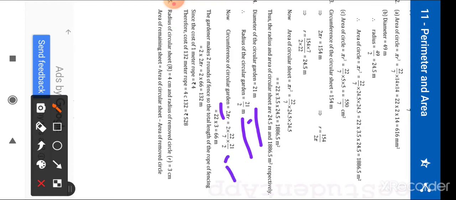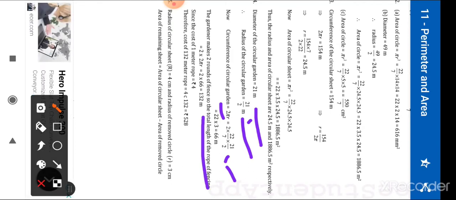The gardener makes 2 rounds of the fence, so the total length of the rope he purchased is equal to 2 multiplied by circumference of the circular garden. So he multiplies 2 by 66 and the answer is 132 meter. Now it is also mentioned in the question that the cost of 1 meter of rope is rupees 4. So therefore cost of 132 meter is 4 multiplied by 132 and it is 528 rupees. Now move to the next question, question number 5.